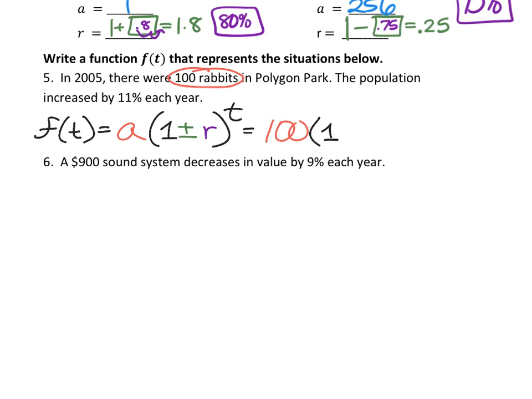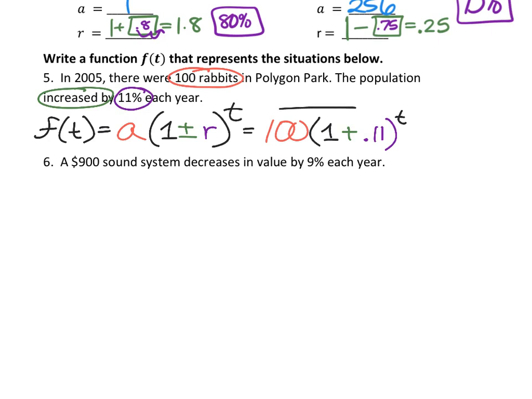Is this going to be a growth or a decay formula? Growth. How do you know it's growth? Because it says increase. So am I going to use plus or minus? Plus. I need a rate. 0.11. 11%, so 0.11, which is 11%, goes in there. Raise it to the t power.